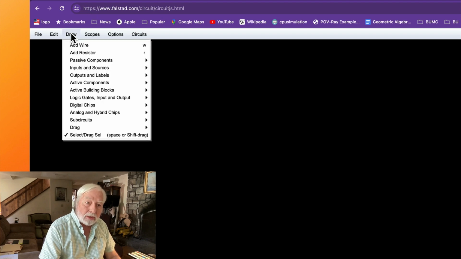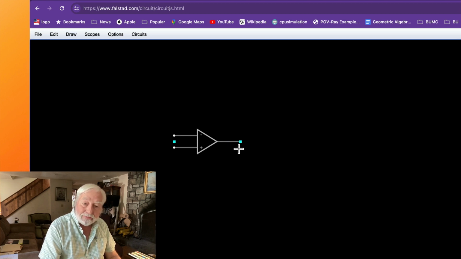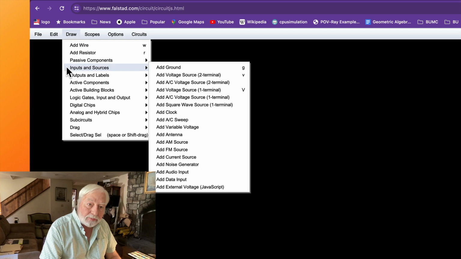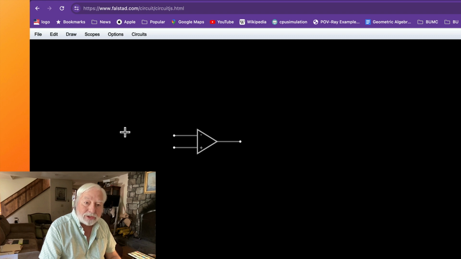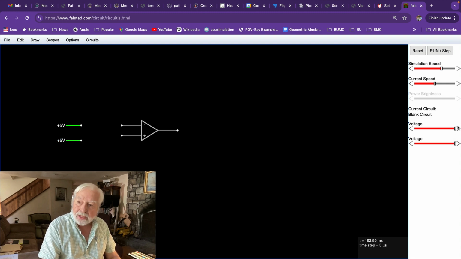Now let's take a look at Paul Falstad's most excellent circuit simulator applet. So let's draw active building block, op-amp, ideal, and here we have an op-amp. Let's provide it with a couple of inputs and sources, add variable voltage, and we'll say here's a variable voltage, and here's another variable voltage. As we create these voltages, you'll see over here on the right there are sliders that adjust the actual magnitude of the voltage.